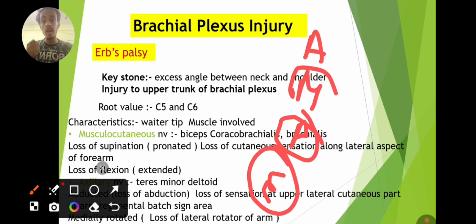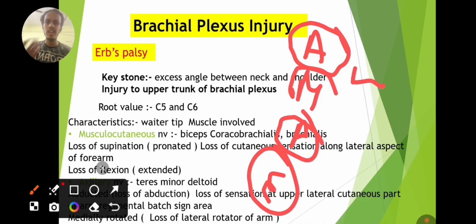Deltoid is a major abductor, so if deltoid is paralyzed, the abduction is lost, and if abduction is lost, the hand will be adducted. So adduction is also justified due to the paralysis of deltoid, as well as the supraspinatus paralysis, which is helpful in the initiation of the abduction. So that will also affect the abduction.